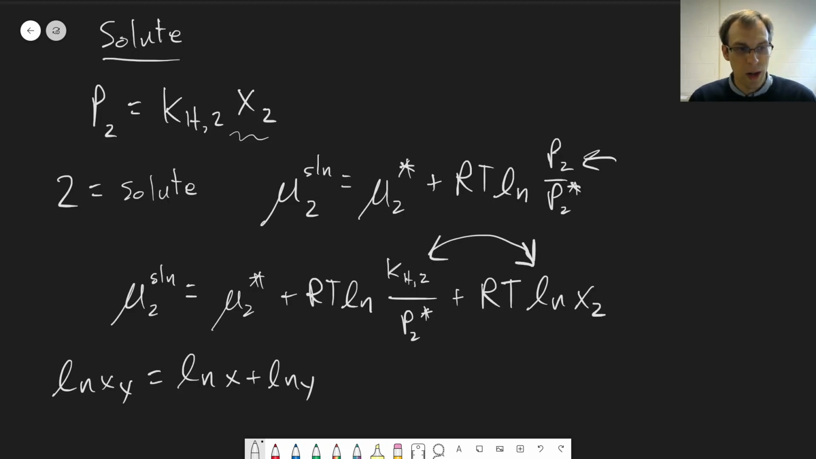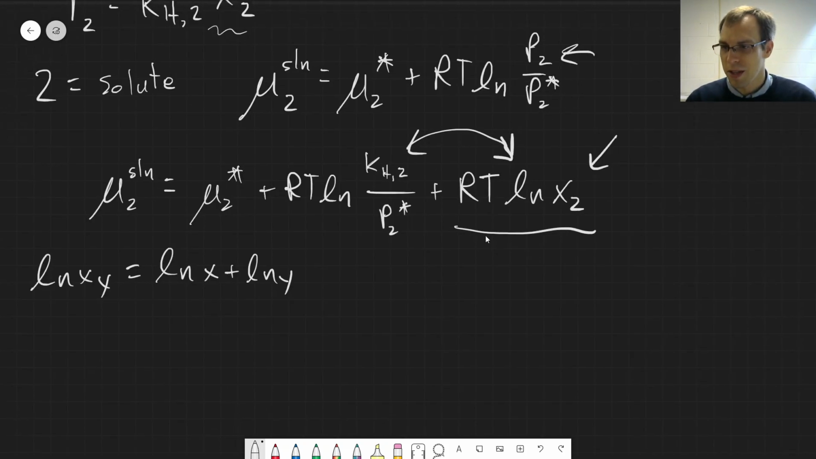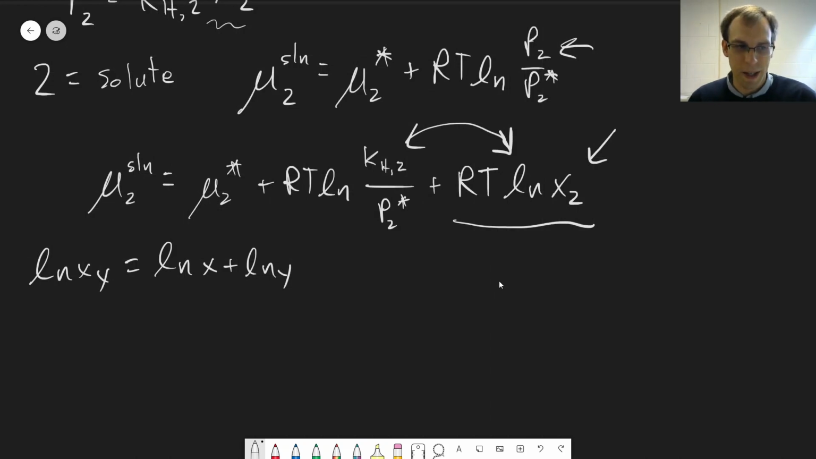And so what we do is we define our activity. We see this RT natural log term here, and we'd like to substitute the activity so that we preserve this form of RT natural log of a concentration of some kind. So we define the activity such that where we have x2 here, we substitute the activity. So define a2.